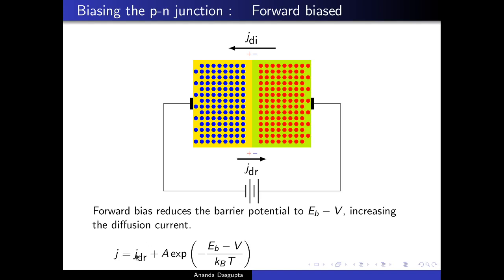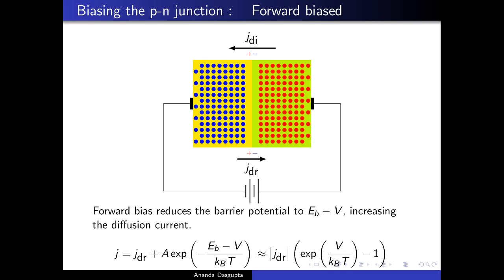So now you have J drift, which was still the same as before, as a contribution to J, but in addition you have A to the minus EB minus V by kBT. And just to remind you, A to the minus E by kBT is exactly minus J drift, or mod of J drift, assuming that this is what I am going to call the positive direction of current. And if you take that into account, this formula becomes mod of J drift times e to the power V by kBT minus 1.